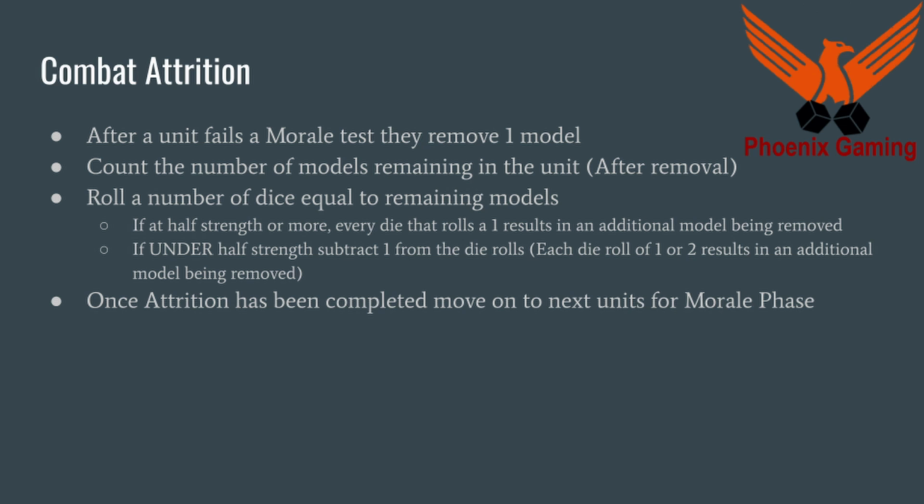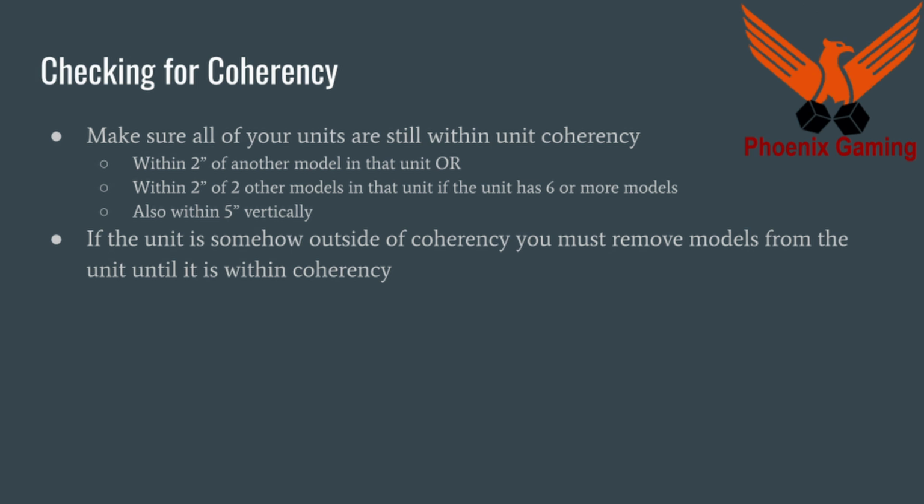We now roll 6 dice, and every die that is a 1 results in another Orc Boy fleeing from the battlefield. And again, had we lost enough to bring us under half strength, it'd be 1s and 2s. Again, once attrition has been completed, move on to the next units for the morale phase and then complete the morale phase. Checking for coherency.